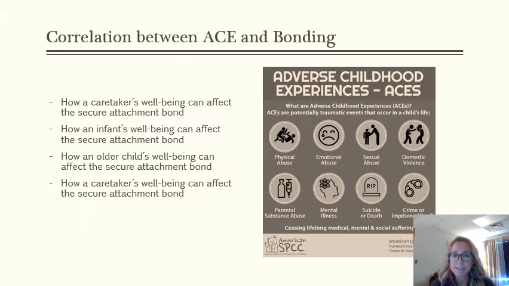On the right-hand side, we can see that there are 8 different experiences that one may experience as a child, from physical abuse, emotional abuse, sexual abuse, domestic violence, parental substance abuse, mental illness, suicide or death, crime or imprisonment. Now, looking at these, if one experiences these as a child, how does it affect you as an adult?